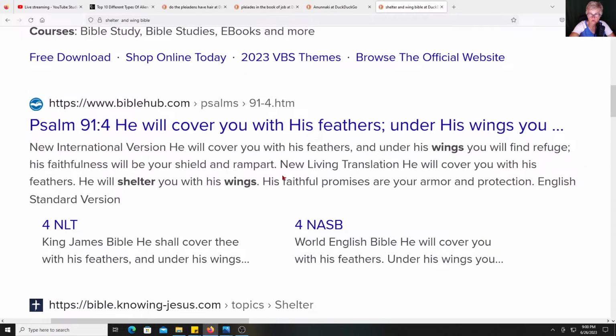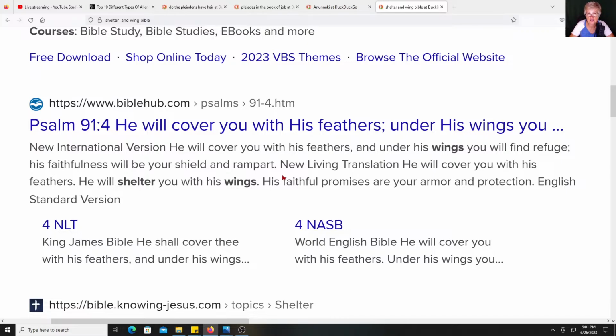Psalm 91:4. He will cover you with his feathers. Under his wings you will find refuge. His faithfulness will be your shield and rampart. Then here's another translation. He will cover you with his feathers. He will shelter you with his wings. His faithful promises are your armor and protection.